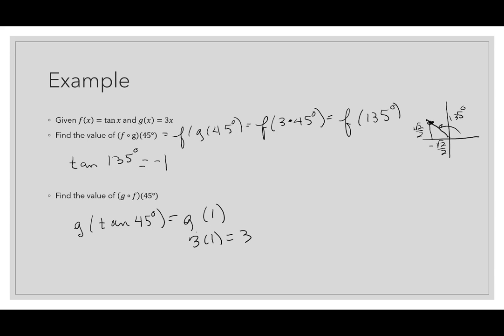So I have this big difference in answers between doing f composition g of 45, which gave me negative 1, and g composition f, which gave me positive 3. So you do want to watch the order. Make sure you're working from inside out.